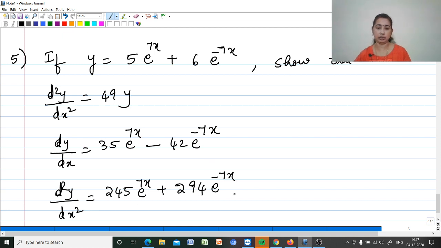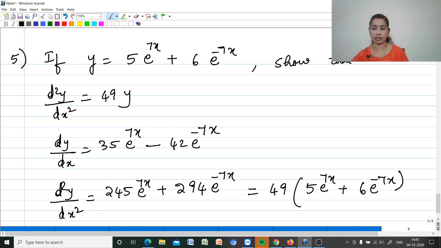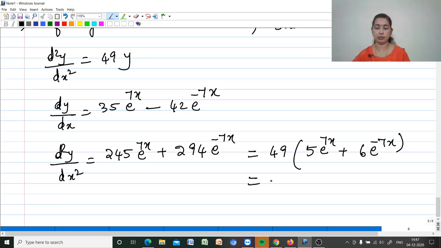And in this both, what is common? 49 is common. So 49 taking outside, that is 49 into 5 is 245 and 49 into 6 is 294. So taking 49 outside, remaining we will get it as 5 e raised to 7x plus 6 e raised to minus 7x. So what is the answer? This is equal to 49 into y. So d square y by dx square is equal to 49 into y.